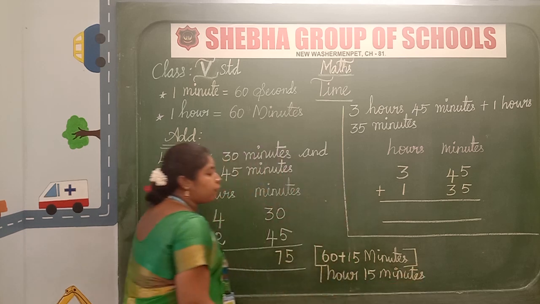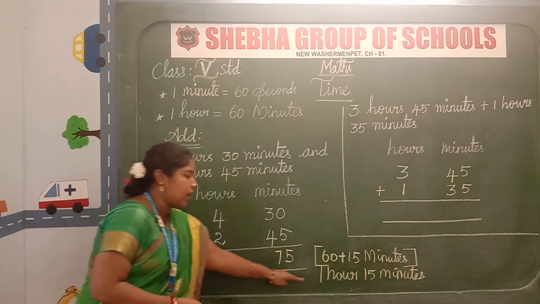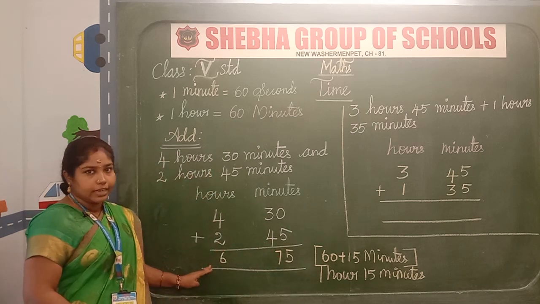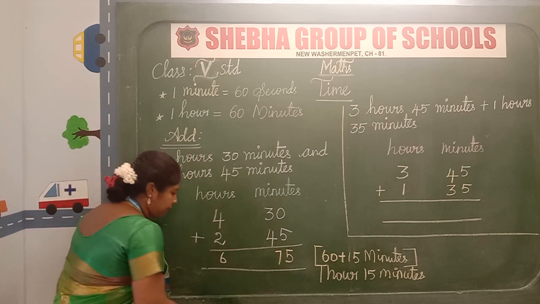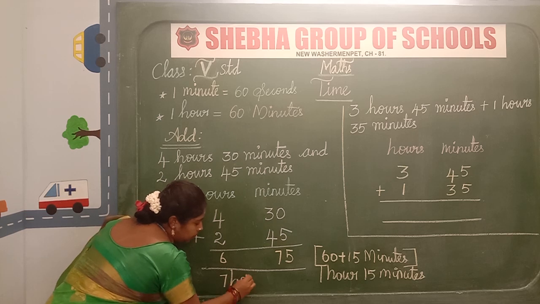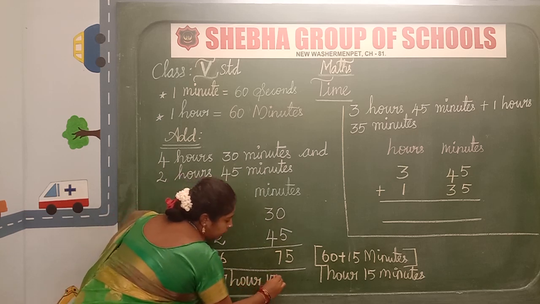So next step, we have to add this 1 hour to the 6. Clear? 6 plus 1, 7. 7 hours 15 minutes is the answer.